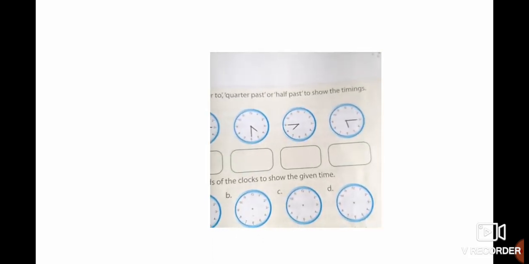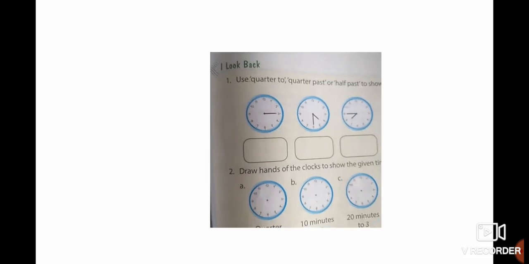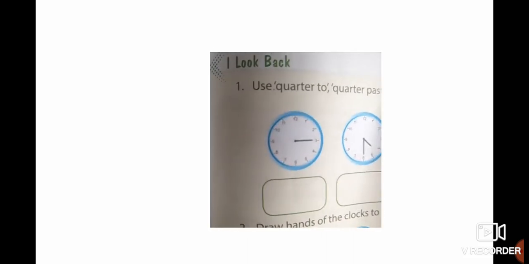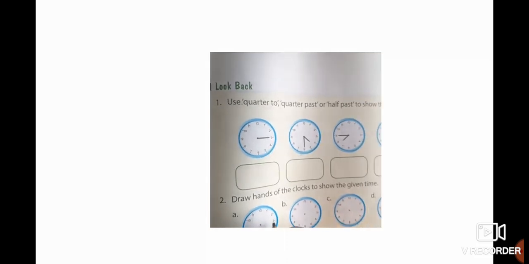So first two questions we are going to solve from each question, and the rest of the two questions you are going to solve as HW. If you have solved this or if you have already solved this, it is good. But still you have to pay attention. Okay, so first question: use quarter to, quarter past or half past to show the timings. So students, now we are going to write the answer as quarter to, quarter past or half past.